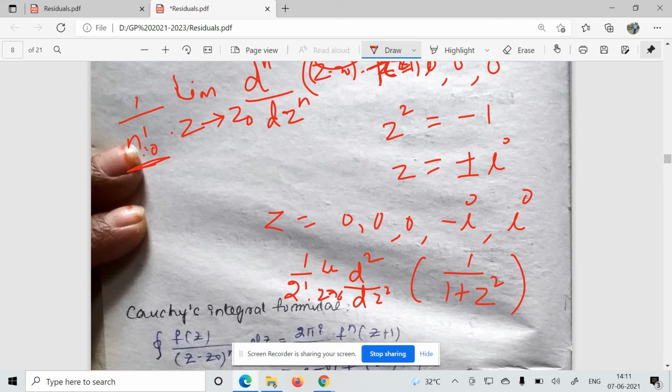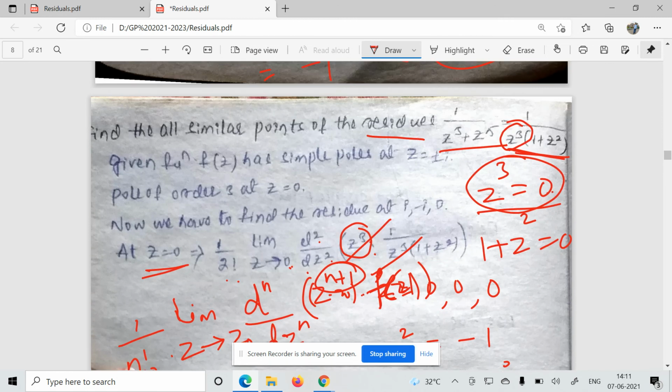So you have to take the double derivative. D square by dz square means the second derivative, so you have to differentiate two times. Then in place of z you substitute 0, and then we get that particular answer. Do it this way.